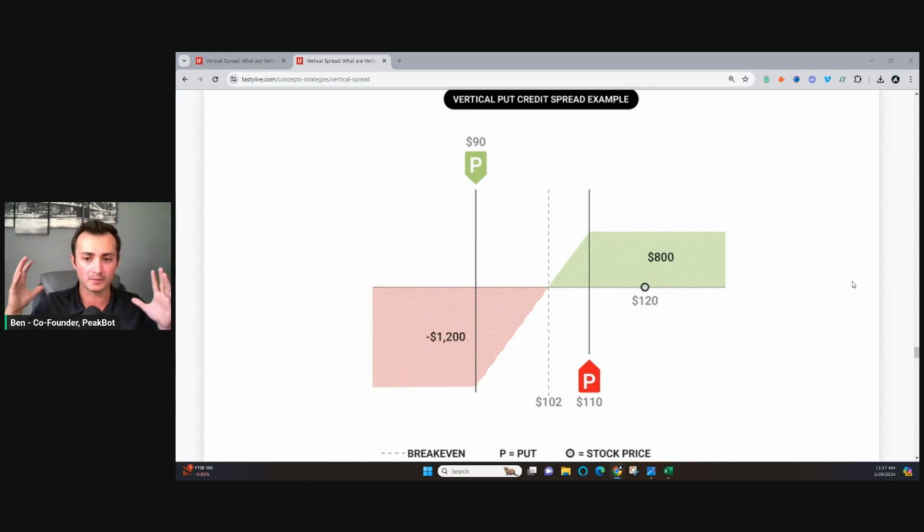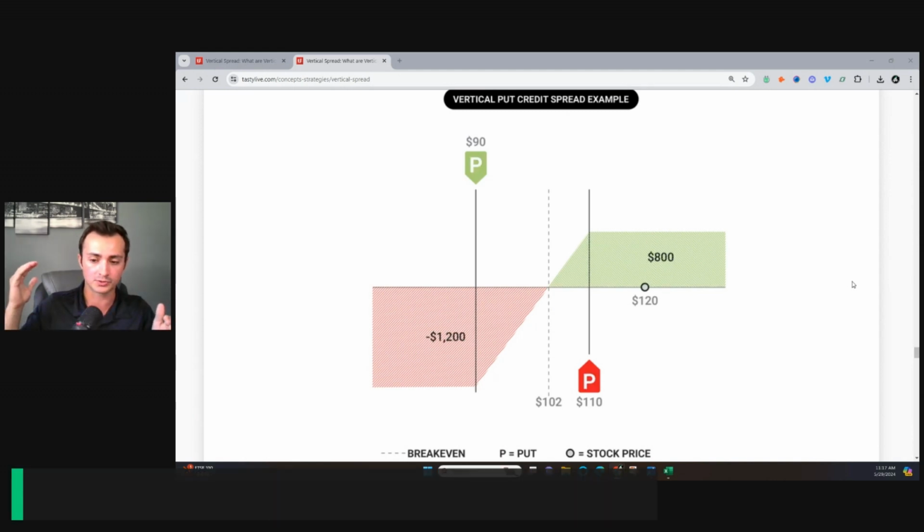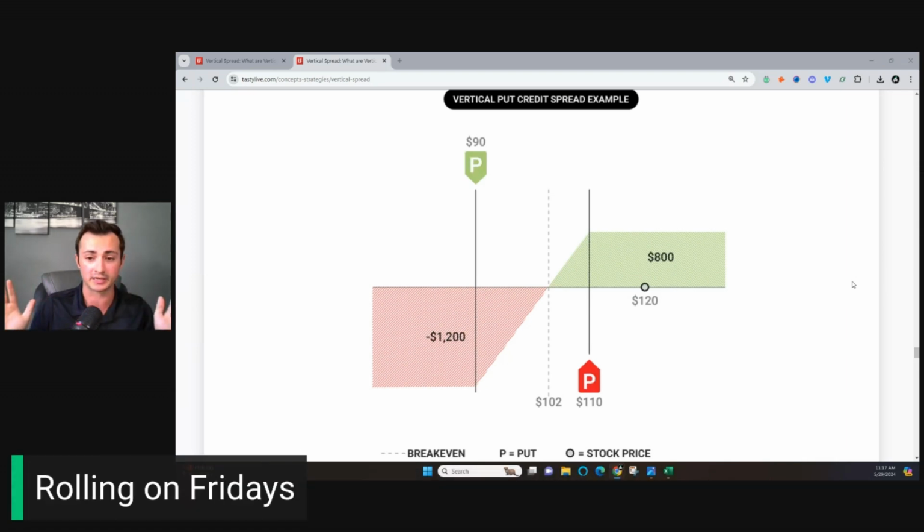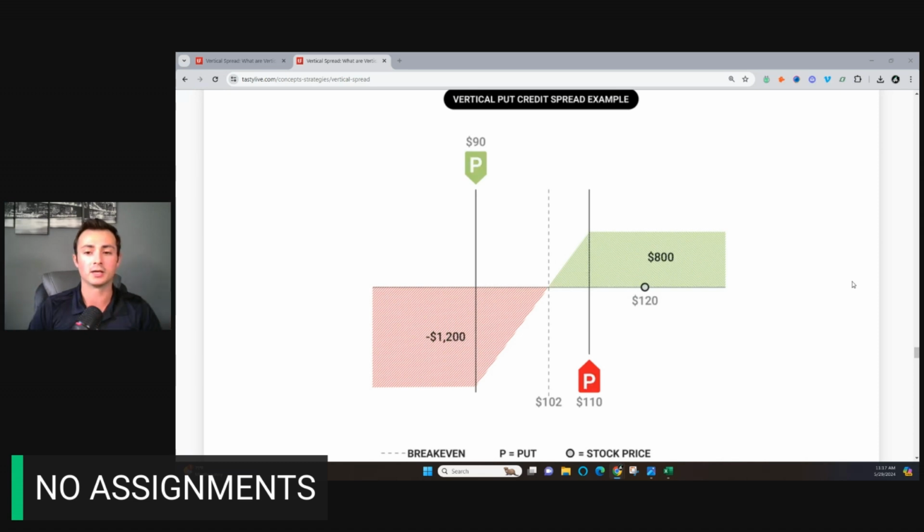So again, we're trading this strategy weekly. Positions will expire on Fridays typically, and then on Fridays, we will roll into the next week. So that means there's no assignments. We're not getting assigned any shares on this strategy. We're trying to avoid that.